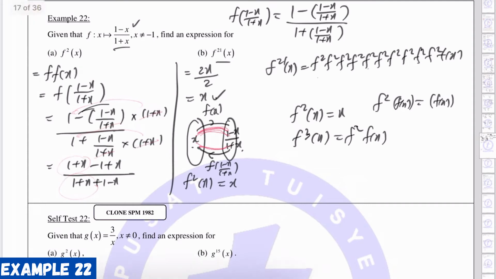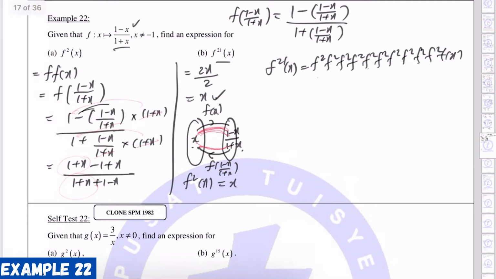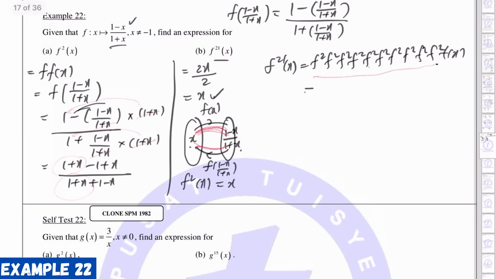Now, the rest of this, when you go through the function, it will cancel each other out. Remember, f2x is the same as x. So all this will just cancel each other out, and you end up getting fx, which is (1 minus x)/(1 plus x). Now, if you don't write this, there's another way.